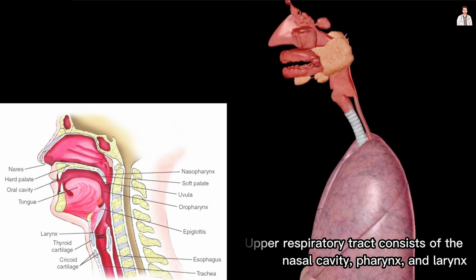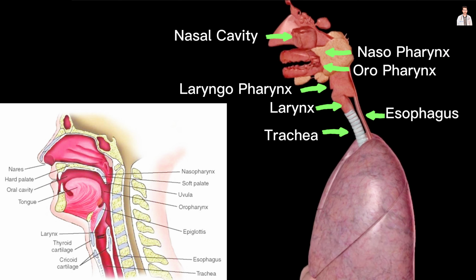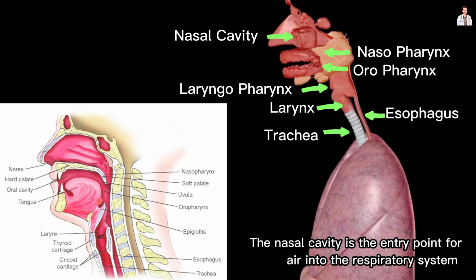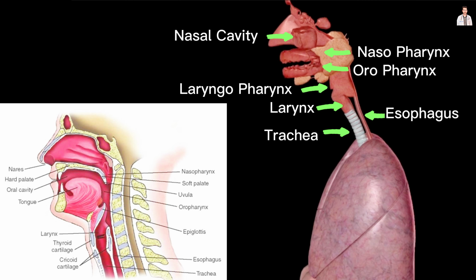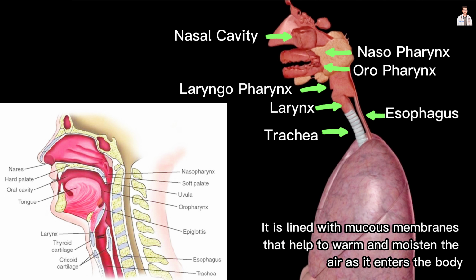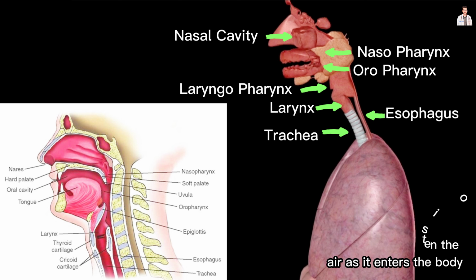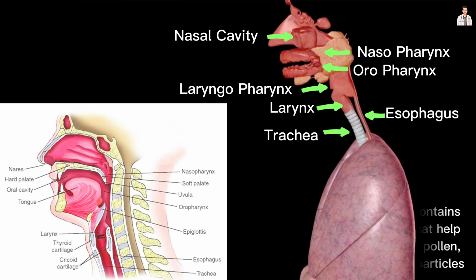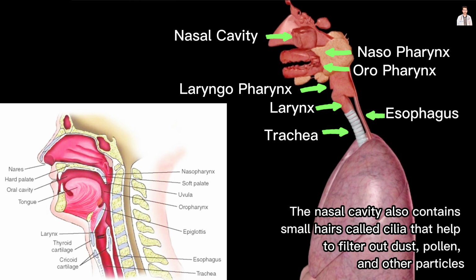Upper respiratory tract. The upper respiratory tract consists of the nasal cavity, pharynx, and larynx. Nasal cavity. The nasal cavity is the entry point for air into the respiratory system. It is lined with mucous membranes that help to warm and moisten the air as it enters the body. The nasal cavity also contains small hairs called cilia that help to filter out dust, pollen, and other particles.